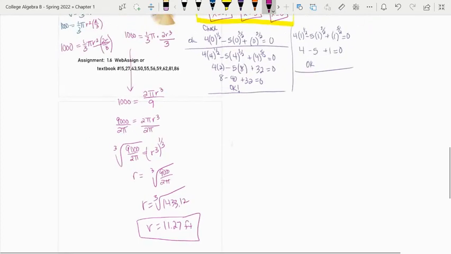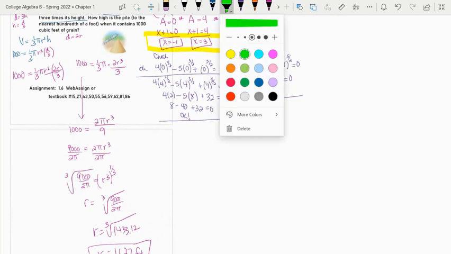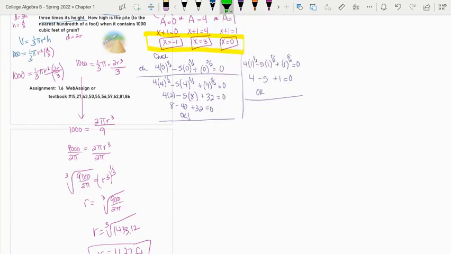So then make sure you complete the assignment 1.6, or if you're using the textbook, do those problems, or 1.6 web assign. I do not need work shown today. Make sure you complete that. Any questions, see me.